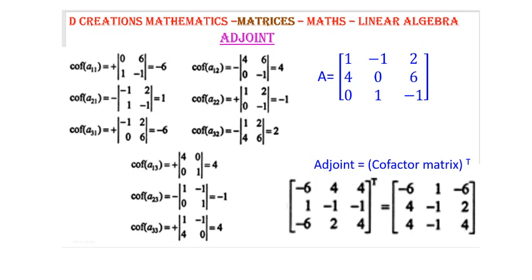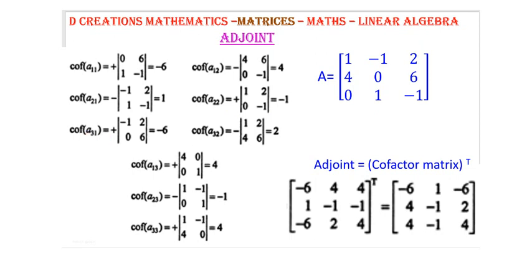So exclude row 2 and column 2. What are you left with? 1, 2, 0, minus 1. Simple. This product is 0. So just minus 1. Isn't it very easy and isn't it fun doing this? Alright. Let's go to A31.